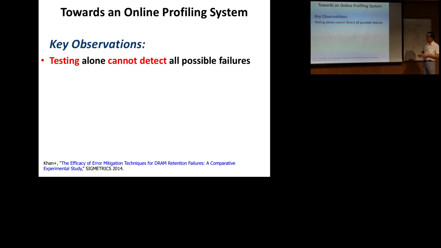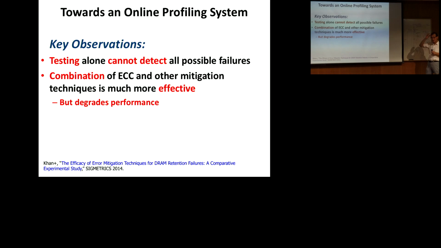Basically, there are several key observations. One is testing alone. If you keep testing, you cannot detect all of the possible failures. Meaning that there are some variable retention time type failures, or maybe there are some failures that are dependent on the data pattern that keep appearing as you keep testing. So basically, you get about one error every hour after you test for days. And maybe your error rate reduces, but you keep getting errors over time. Basically, you need to combine testing with ECC, error correcting codes. There's no other solution from my perspective so far. If you don't have ECC, you cannot really figure out the retention time of all DRAM rows effectively.